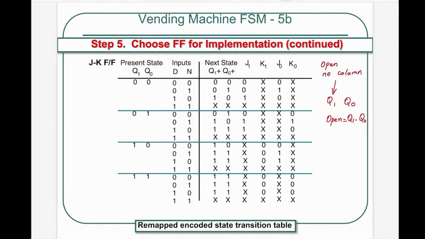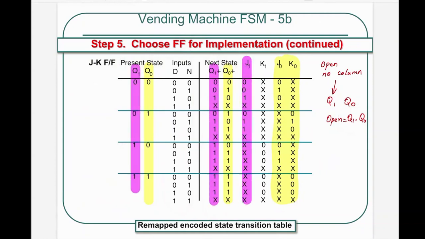Okay, so now from Q0 and Q0 plus, I can get J0 and K0. What kind of table should I use to get J0 and K0? Excitation table of the JK flip-flop. The excitation table of the JK flip-flop will tell me what I should provide at the input of the JK flip-flop so that I get this particular transition from Q0 to Q0 plus. And in the same way, I can use Q1 and Q1 plus and the excitation table of the JK flip-flop to get J1 and K1. Now, size of the K-maps and the number of K-maps.